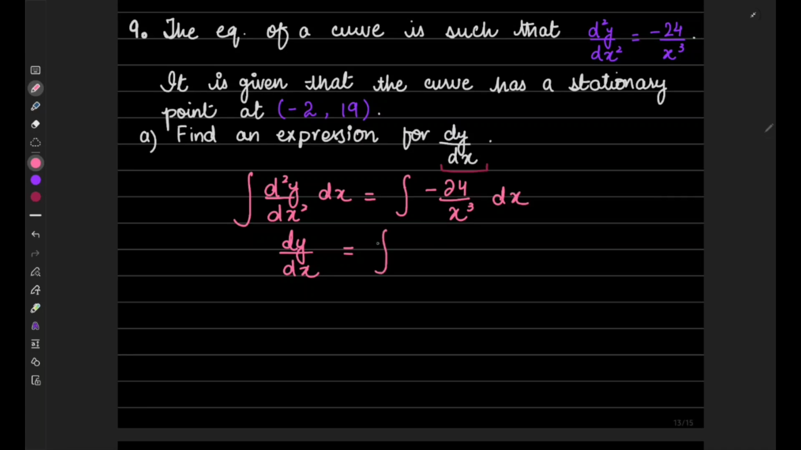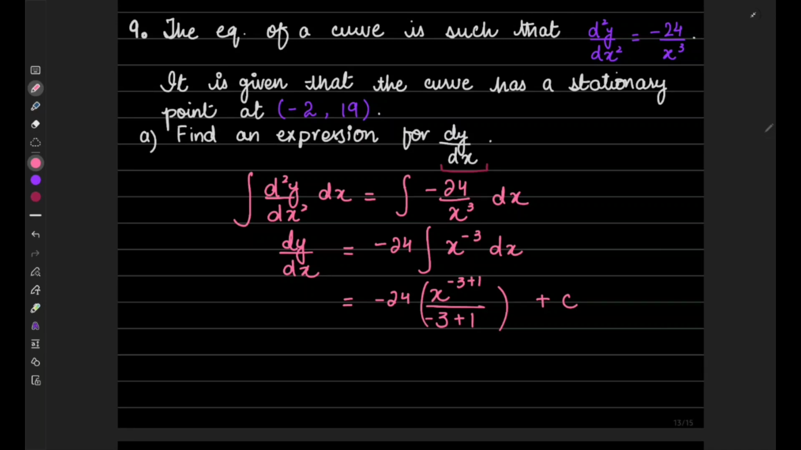Now first write it in the proper form and then integrate it. So minus 24 could be taken outside the integral, and you will be getting x to the power minus 3 dx. Now integrating it will give you x to the power minus 3 plus 1 over minus 3 plus 1, times minus 24, plus the constant of integration.